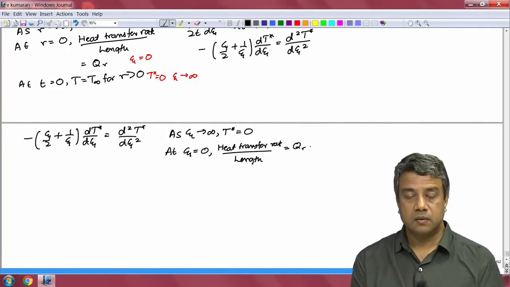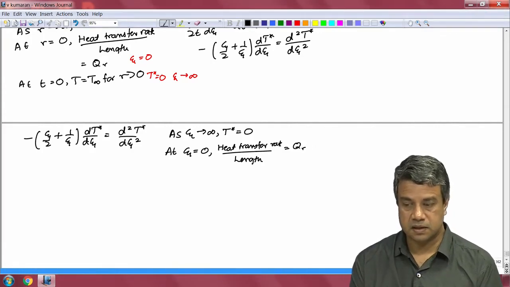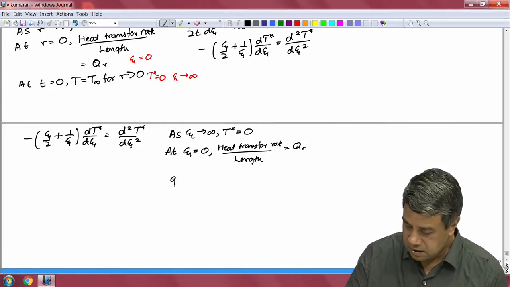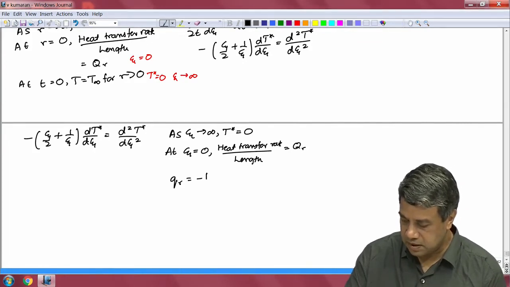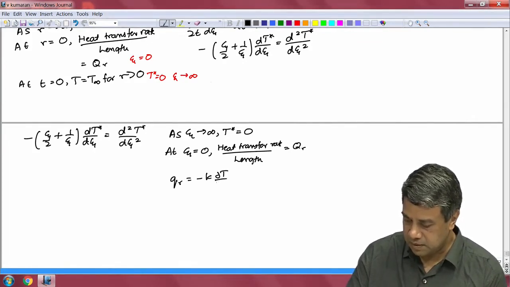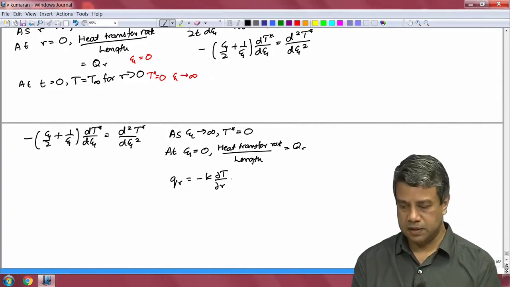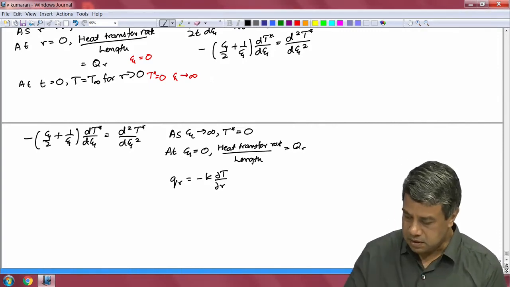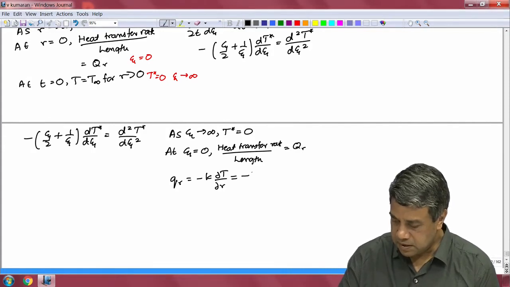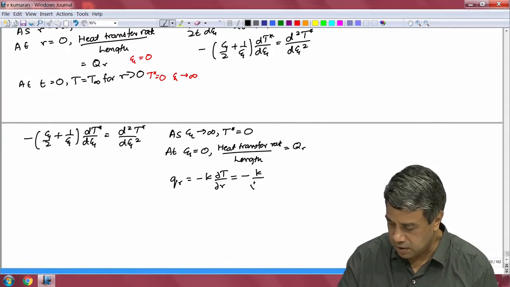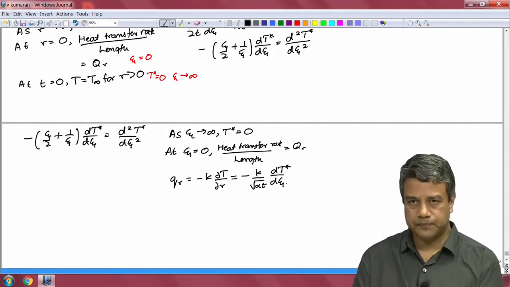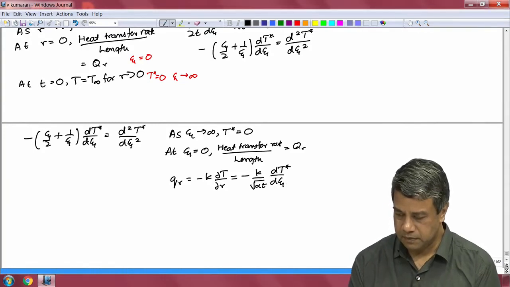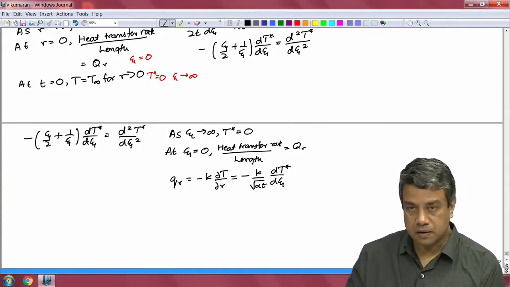Okay. What is the heat transfer rate per unit length? The flux qr is equal to minus k times partial T by partial r, okay, is equal to minus k by root alpha t, okay, dT by d psi. Okay. This is the flux.